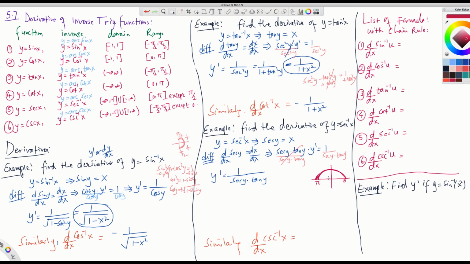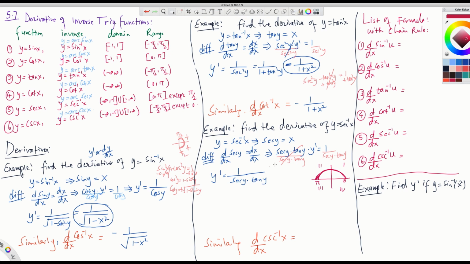Between 0 and pi, see, if y falls in the first quadrant, this is the first quadrant, this is the second quadrant, this is the third quadrant, this is the fourth quadrant, then both secant y and tangent y will be positive. If y falls in the second quadrant, both secant y and tangent y will be negative. So you get both either positive or negative, so basically the y prime will be positive.